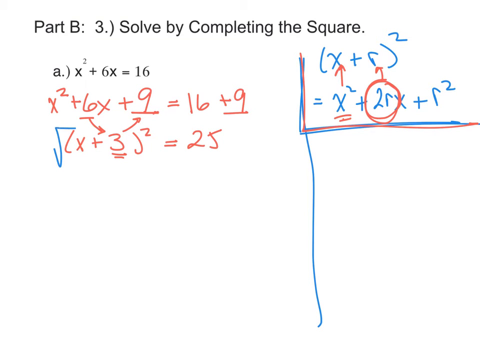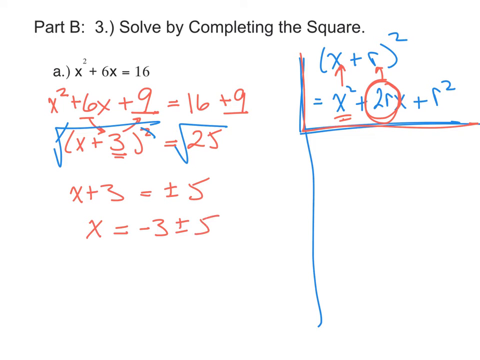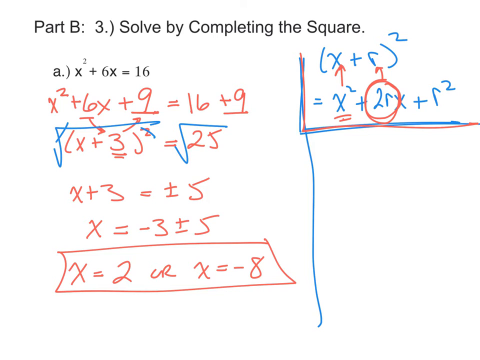In order to get rid of the square, I'll square root both sides. So x plus 3, because the square root and the square will cancel, will leave me with plus or minus the square root of 25, which is 5. We'll finish it up by getting x alone. I'm going to subtract 3 and then come up with my two answers, because negative 3 plus 5 is 2, and negative 3 minus 5 is negative 8. And there's my two solutions.